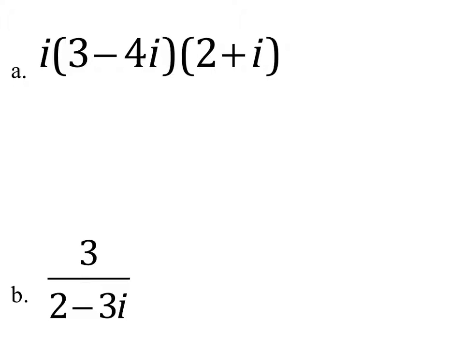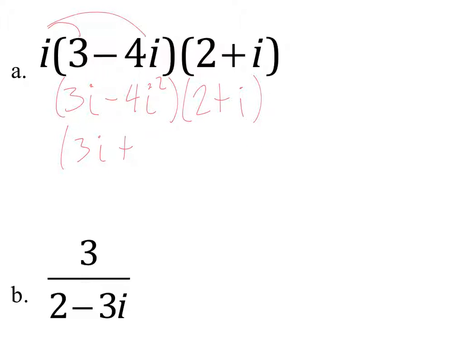Here we got to deal with some imaginary numbers and the process of simplifying expressions containing them. First thing I'm going to do is maybe distribute this i to these first two pieces. So we get 3i minus 4i squared. That's going to be multiplied times 2 plus i. In other words, 3i plus 4, because i squared is going to be negative 1. Negative 4 times negative 1 is plus 4.